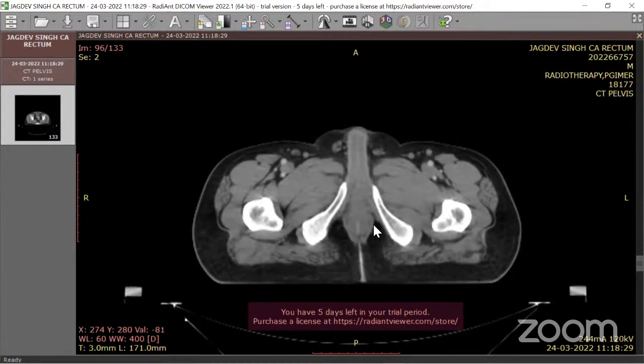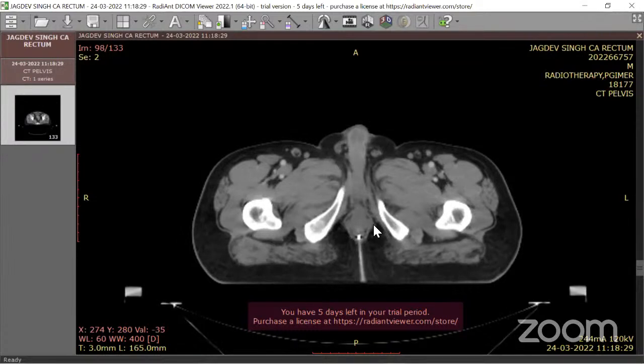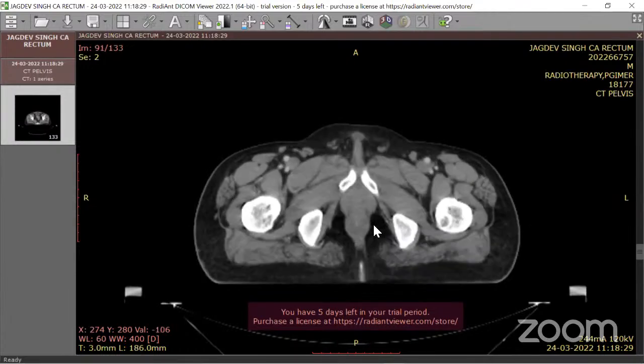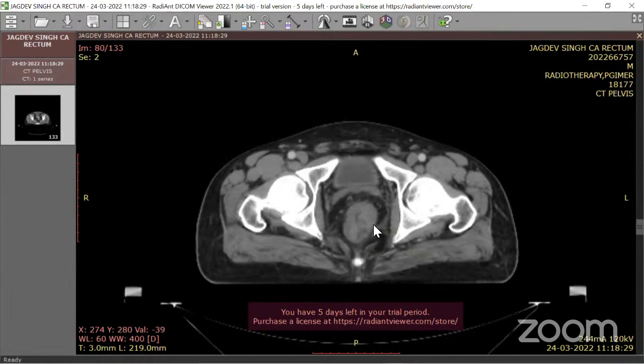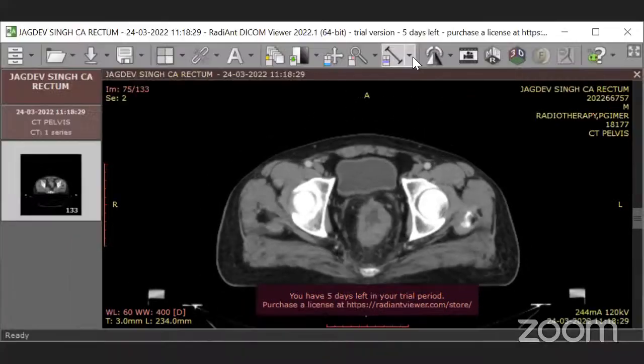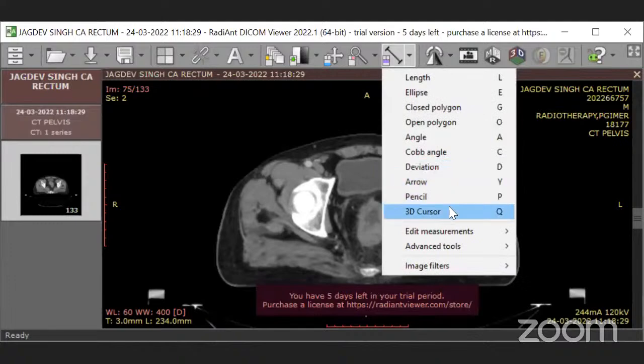And the MRI fusion may not always be perfect because you don't do it in the radiotherapy treatment planning position. But if MRI is available, please do fuse the MRI with the CT scan, which will be really helpful. So as I said, the target volume delineation would start with contouring the GTV. So I can show you that.